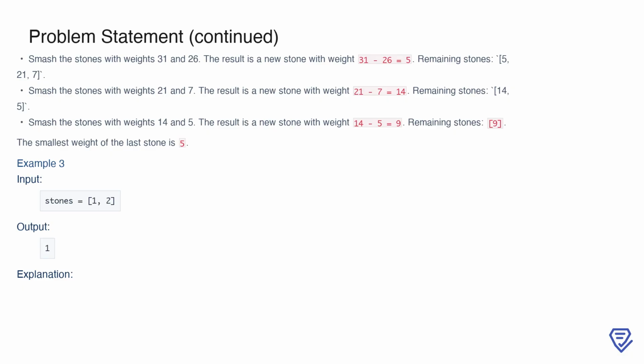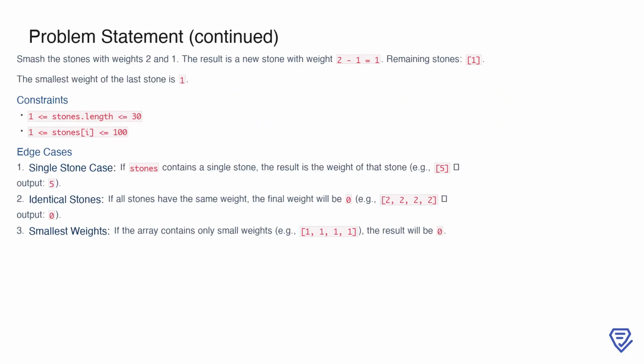Let's consider one more example with a smaller array. If the input is stones equals [1, 2], we smash the two stones with weights 2 and 1. Since the weights differ, the smaller stone, 1, is destroyed, and the larger one is reduced to 2 - 1 equals 1. The remaining stones contain just one stone with weight 1. Therefore, the smallest possible weight of the last stone is 1.